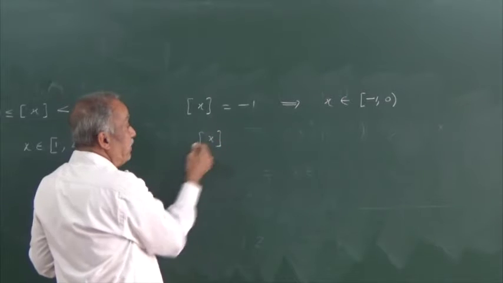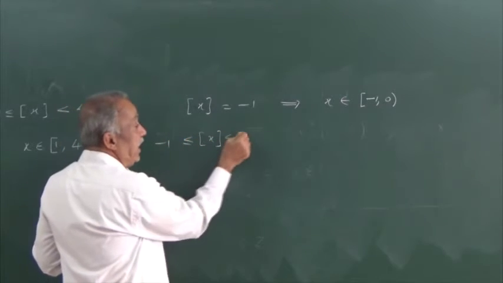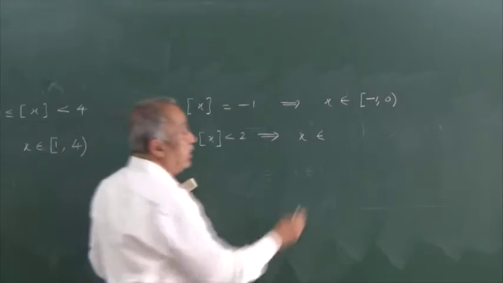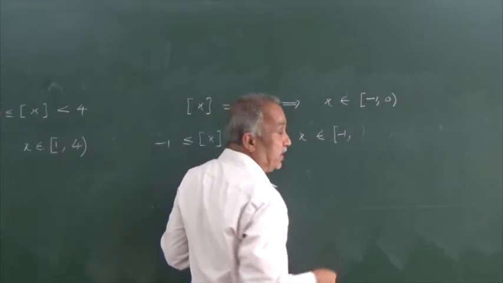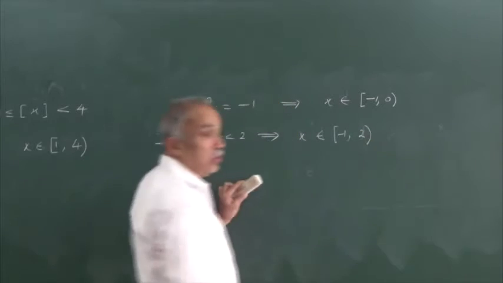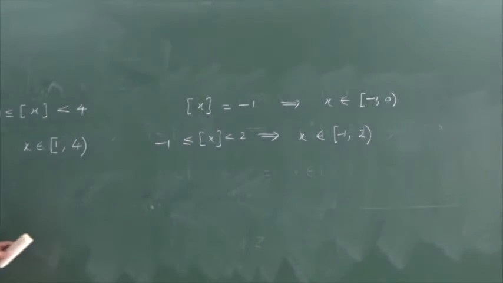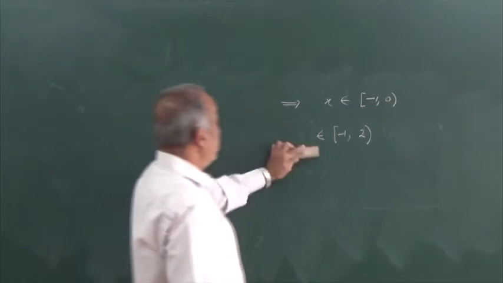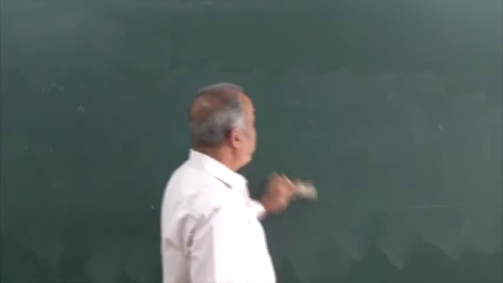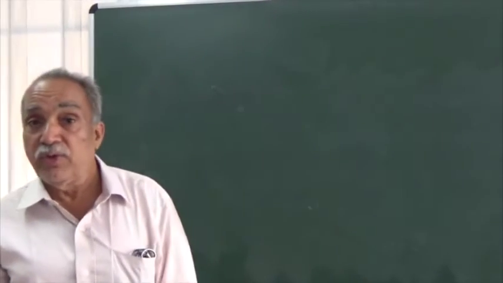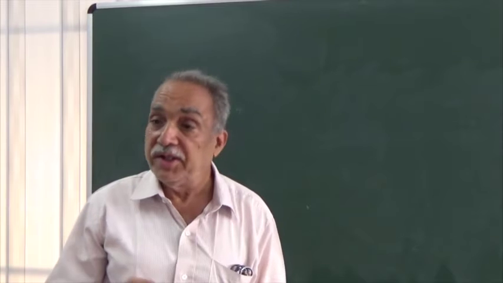Integer part x is some number between minus 1 and 2 means x can have any value from minus 1 included, to 2 excluded. Having this much information about integer part, let me try one or two more involved algebraic equations now. Let us try to solve equations involving greatest integer function.